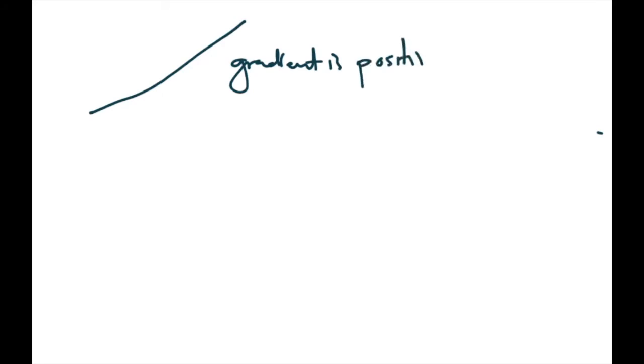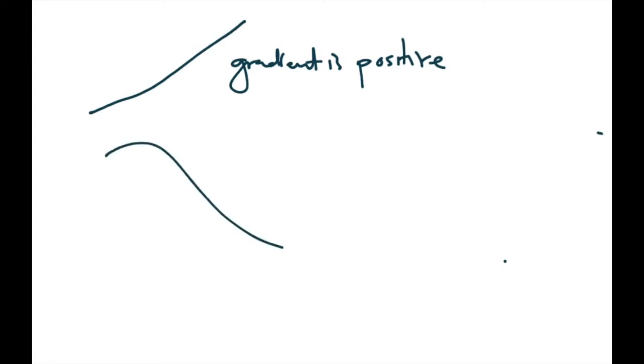When a graph is going up, we can say that the gradient is positive. In other words, we say that the function of this graph is increasing. The function is increasing, or the graph is increasing.